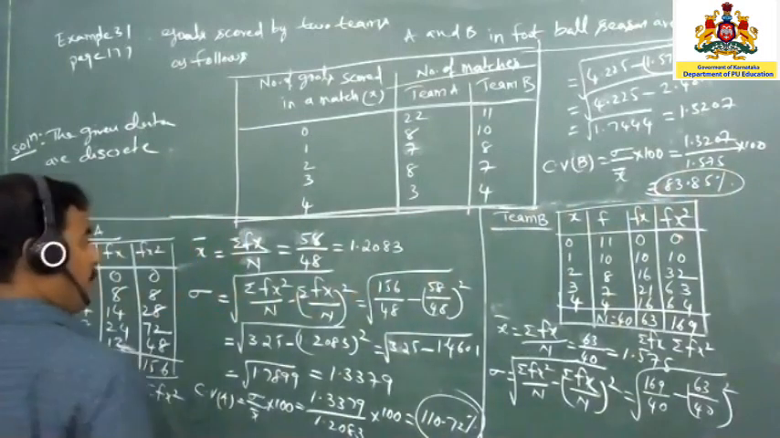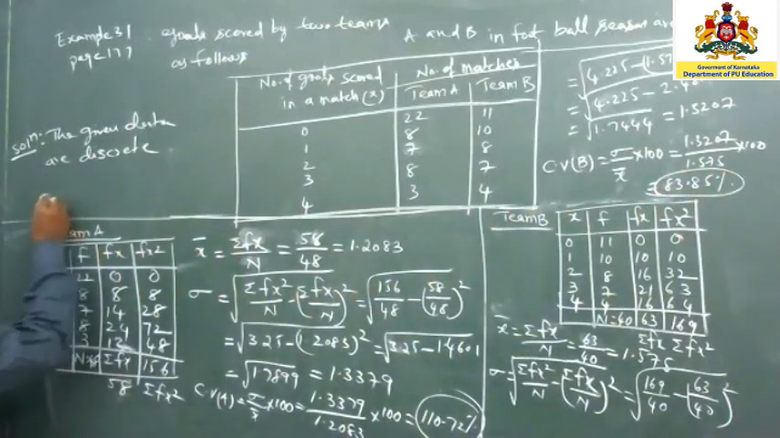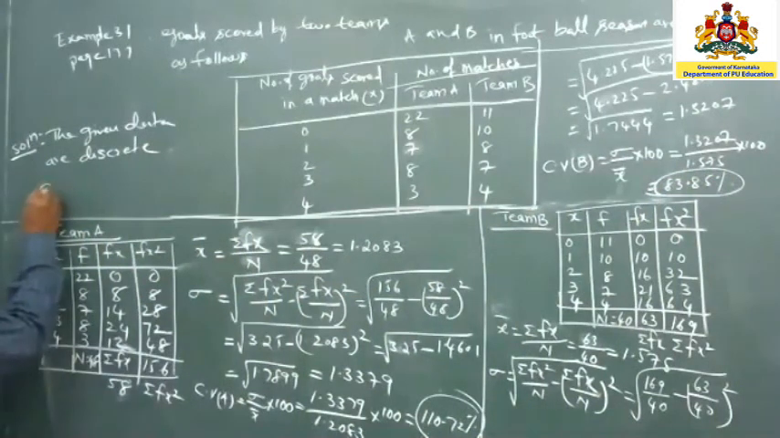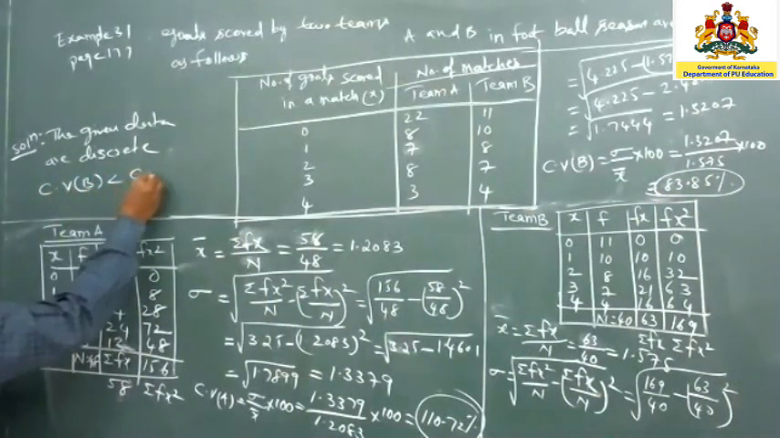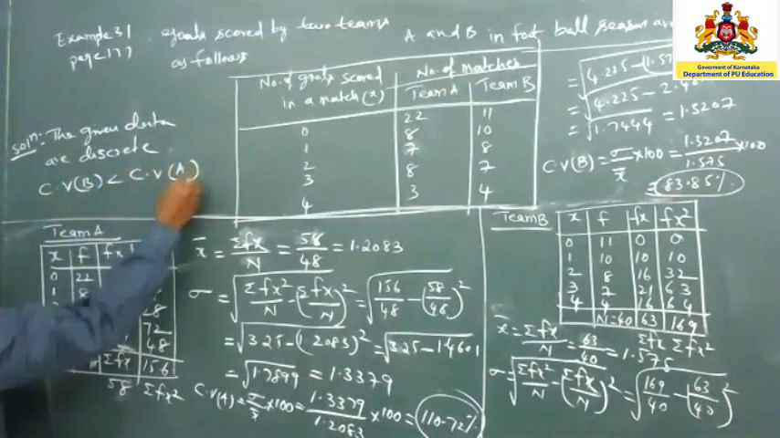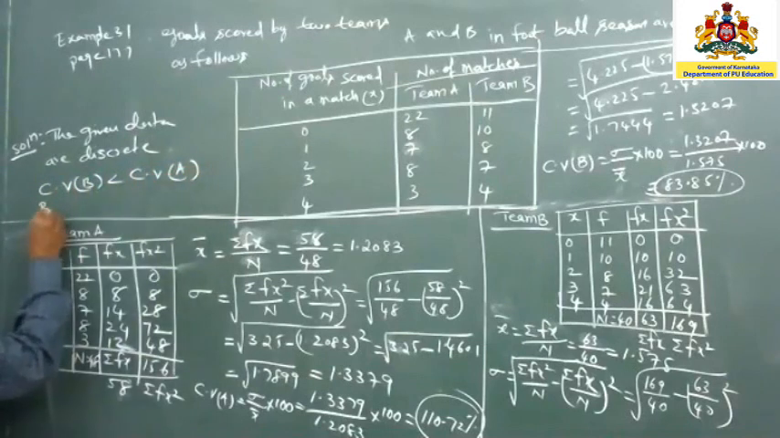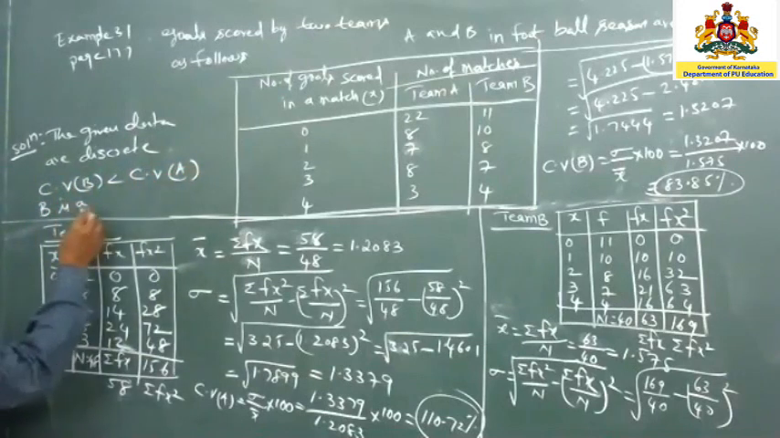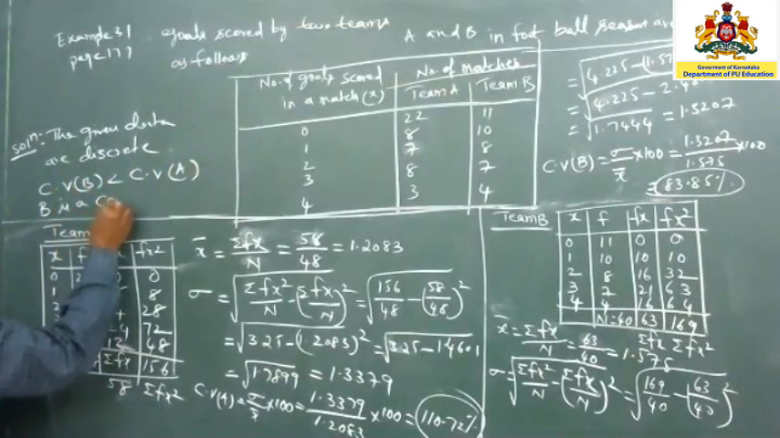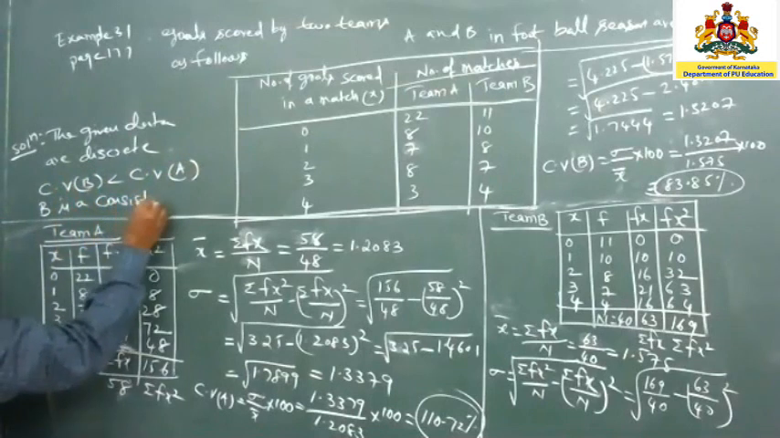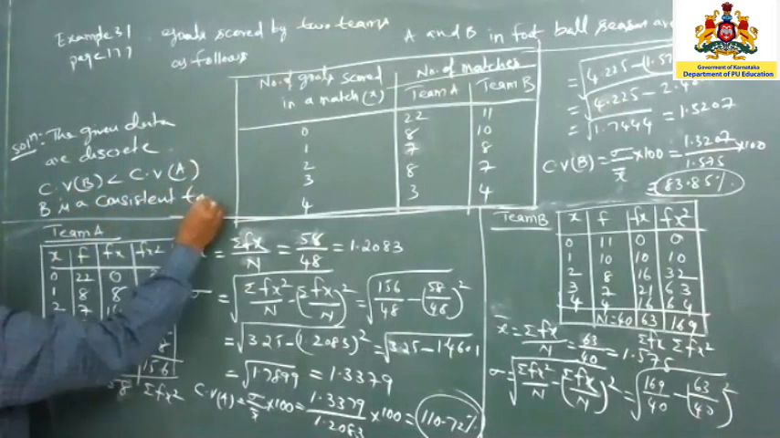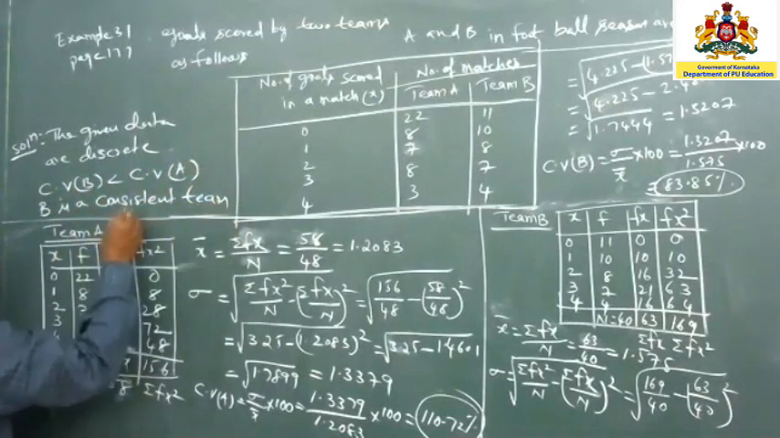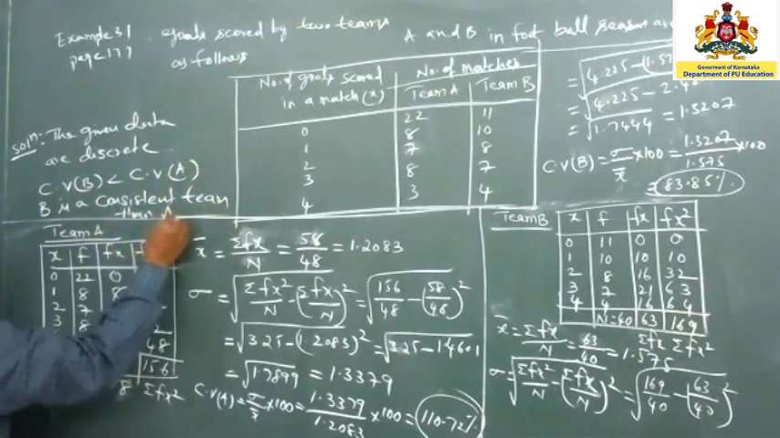Therefore, CV of B is less than CV of A. So therefore, B is a more consistent team than A.